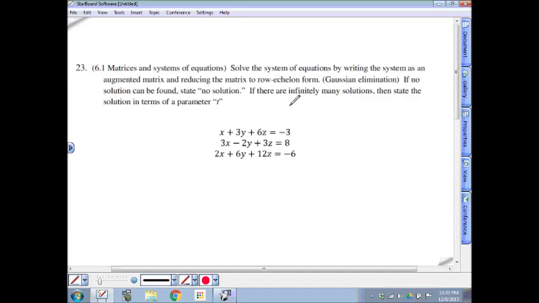Okay, 23 says solve the system of equations by writing the system as an augmented matrix and reducing the matrix to row echelon form, or use Gaussian elimination. That means the same thing. So to use Gaussian elimination, the first step is to write the augmented matrix.